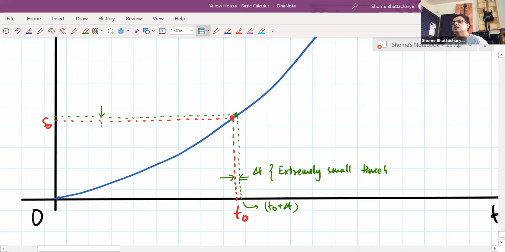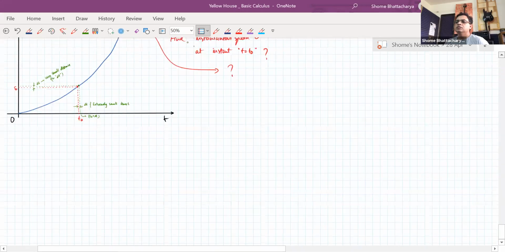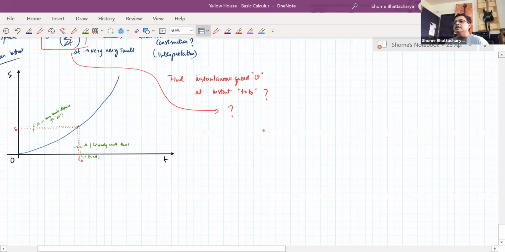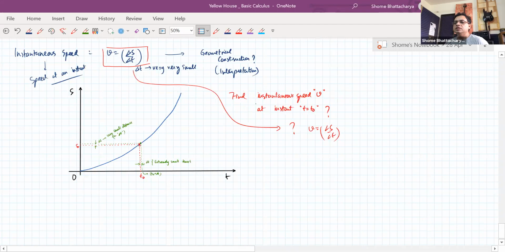So this distance, sorry, delta S, we'll come to the language of ds a bit later. Okay, so delta S is the very small distance that it covers in time delta t. Okay. So by definition now, what is my instantaneous speed? My instantaneous speed is that delta S by delta t only. So now I'm trying to understand the relationship between these 2 points in the context of this definition.